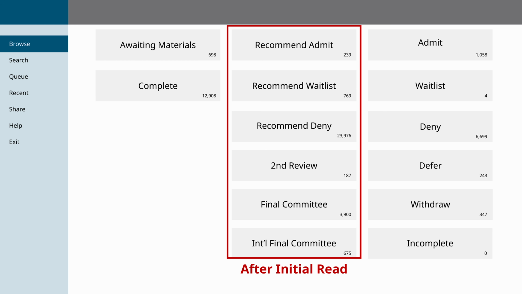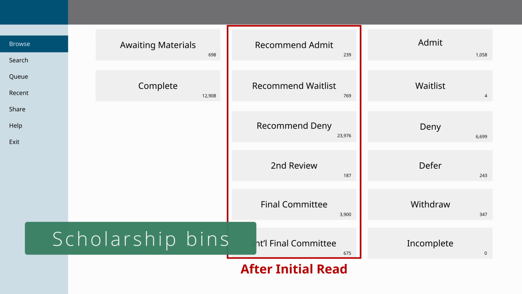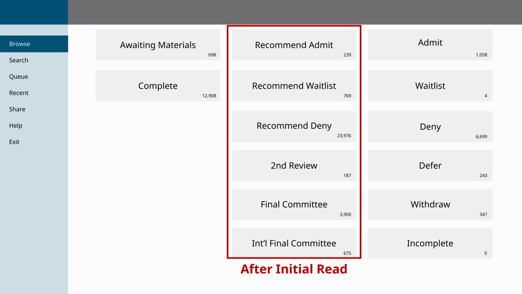This is a fictitious example, so colleges might have more bins. For example, they might have a merit scholarship bin for the most competitive files, or maybe there's a recruited athletics bin. Maybe there aren't any recommended bins and everything either goes to final committee or deny. It really depends on the institution.